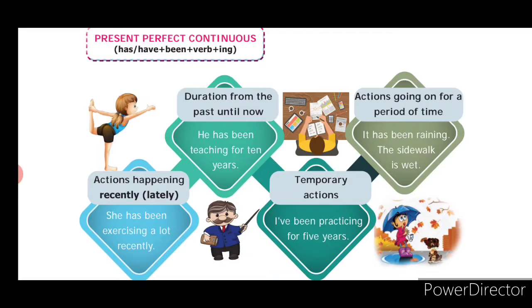In those cases, we will be using present perfect continuous tense.